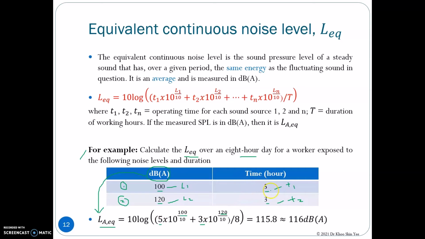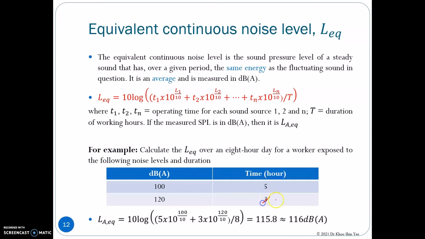The time is in hours, so we need to ensure the T1 and T2 have the same unit as the capital T, where the capital T is equal to 8 hours per day. After you solve this, you should obtain this result. And normally we express the final answer to the closest 0.5 dBA.